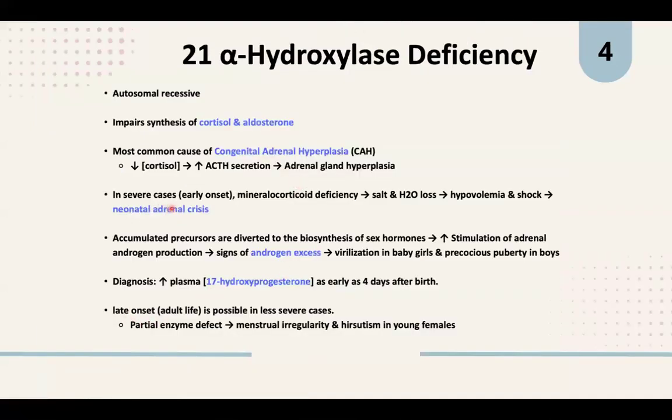And this severe case is early onset if there is neonatal adrenal crisis, but it can be late onset if it's not as severe as the ones we talked about. And this would appear as menstrual irregularity and hirsutism in young females. Hirsutism is these females, they start to get facial hair, for example, and too much hair, which are usually a male feature. So yeah, this is adult onset if it's less severe.